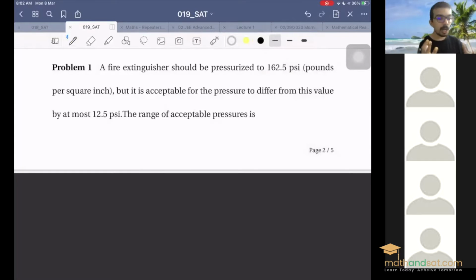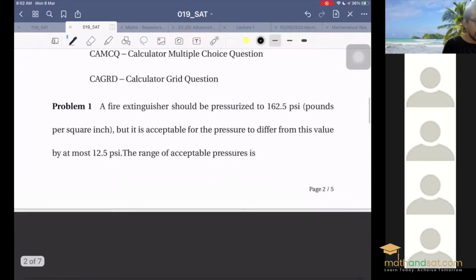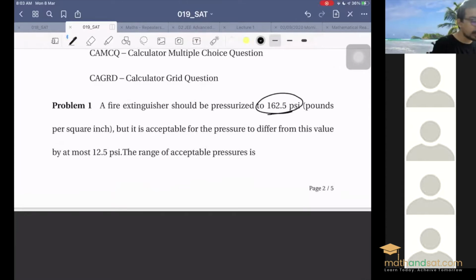So there is something called an acceptable value of pressure, and there is an ideal value of pressure that should be 162.5. So this is a fixed number. This is the ideal value we are looking for. But the acceptable value is what we need to find. So let's call this P. If I call this acceptable value of pressure as P, the ideal value is 162.5. Now it says that the difference between these two is at most.